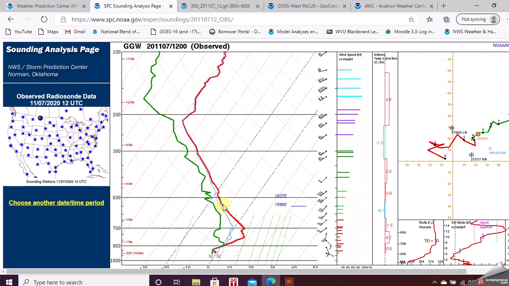But again, all things to think about and understand when you're looking at flying out west today.